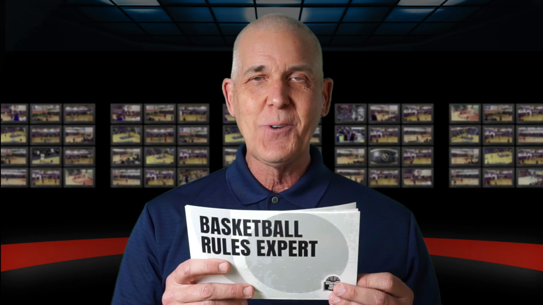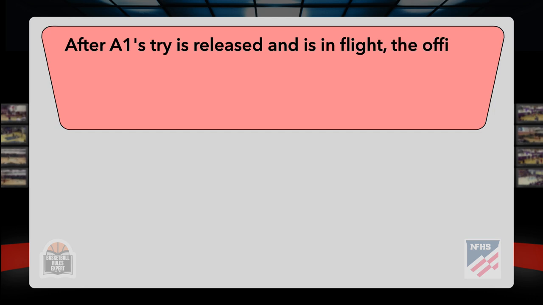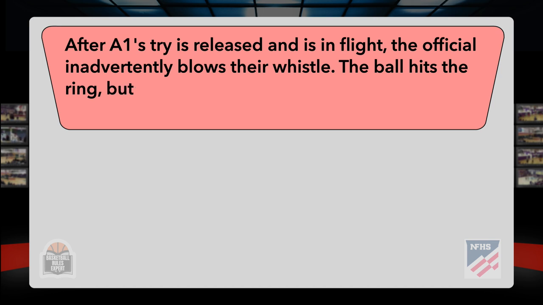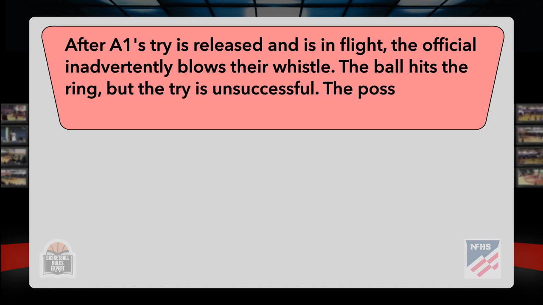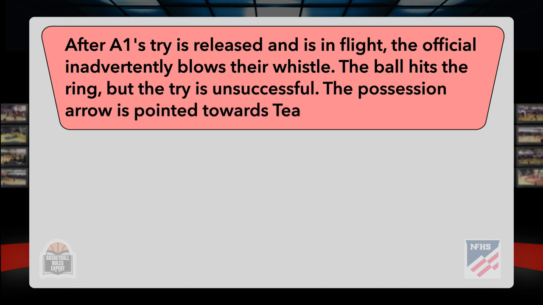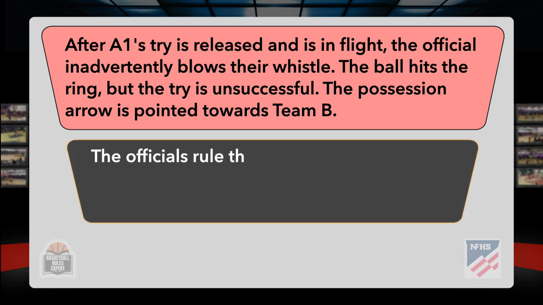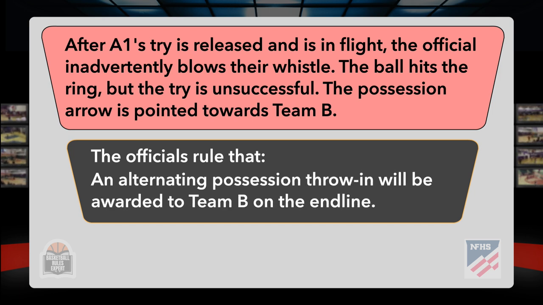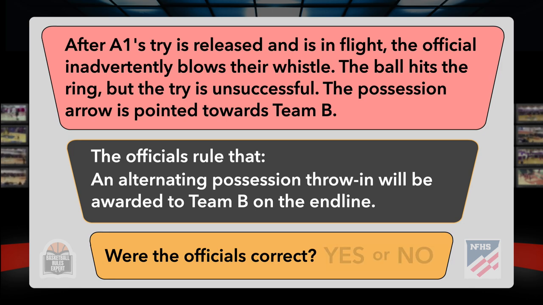All right, let's move on to our next play scenario. After A1's try is released and is in flight, the official inadvertently blows their whistle. The ball hits the ring, but the try is unsuccessful. The possession arrow is pointed towards Team B. The officials rule that an alternating possession throw-in will be awarded to Team B on the end line. Were the officials correct? Yes or no?